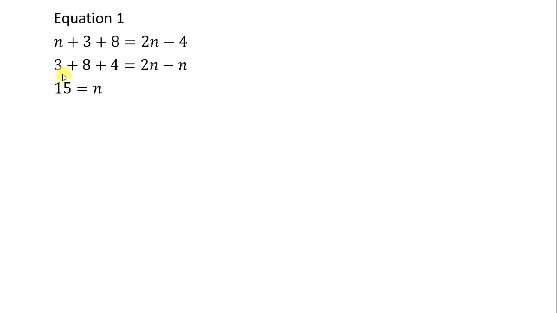From here, we can say 3 plus 8 plus 4 will give us 15, and 2n minus n will give us n. So therefore, n is equal to 15. For equation 2, we already did that. If you add 2 plus 12, you get 14. 14 is equal to 14, which gives us a true statement. We continue.